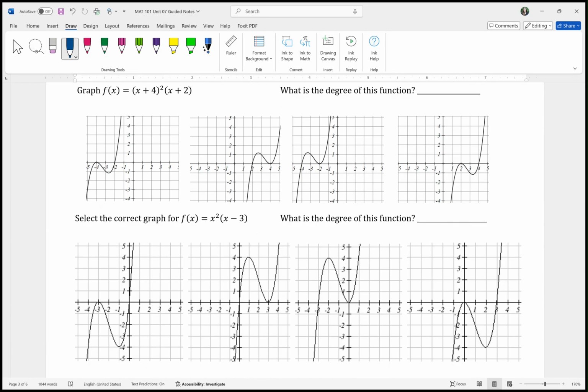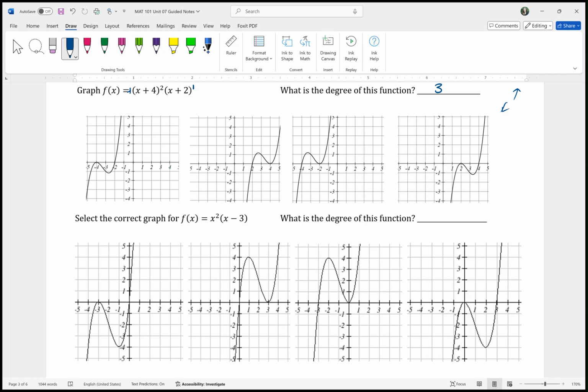What's the degree of this function? So remember, the degree is adding up the multiplicities, even the ones you can't see. So 2 plus 1 would give us a degree 3. So we know this is an x cubed. It is positive in the front. We know that end behavior is going up on the right, down on the left. Unfortunately, that does not help us with any of these because they all have that end behavior.